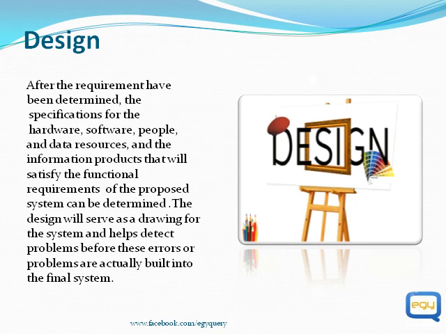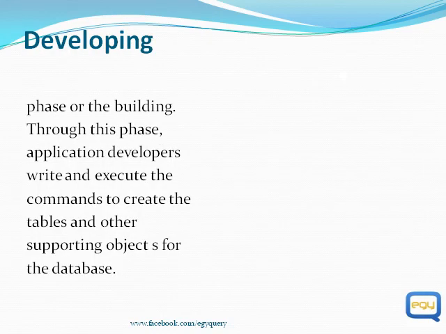Design. After the requirements have been determined, the specifications for the hardware, software, people, and data resources, and the information products that will satisfy the functional requirements of the proposed system can be determined. The design will serve as a drawing for the system and helps detect problems before these errors or problems are actually built. Developing phase, or the building. Through this phase, application developers write and execute the commands to create the tables and other supporting objects for the database.